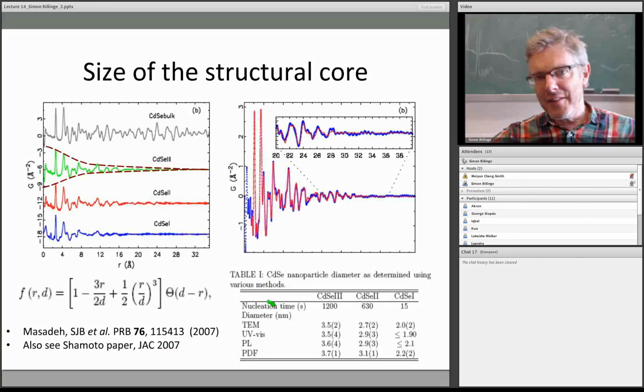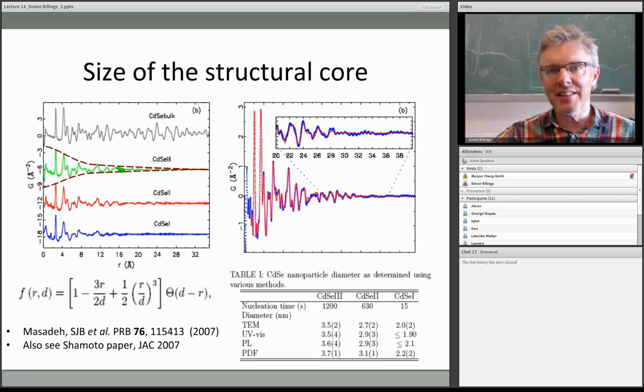Now, another big difference is that if you look at the bulk PDF, you see peaks extending out to high R. This is R. In the nanoparticles, the intensity of the peaks falls off. There's an envelope killing the structure. And if we assume it's a spherical particle, we know what the functional form for that envelope is. It looks like this. And so we can take our structural model for the bulk material and attenuate it. We'll calculate the PDF for the bulk, and we'll attenuate it with this model, and we'll give it one parameter, which is d, the diameter of the balls. And this is the kind of fit that we can get here.